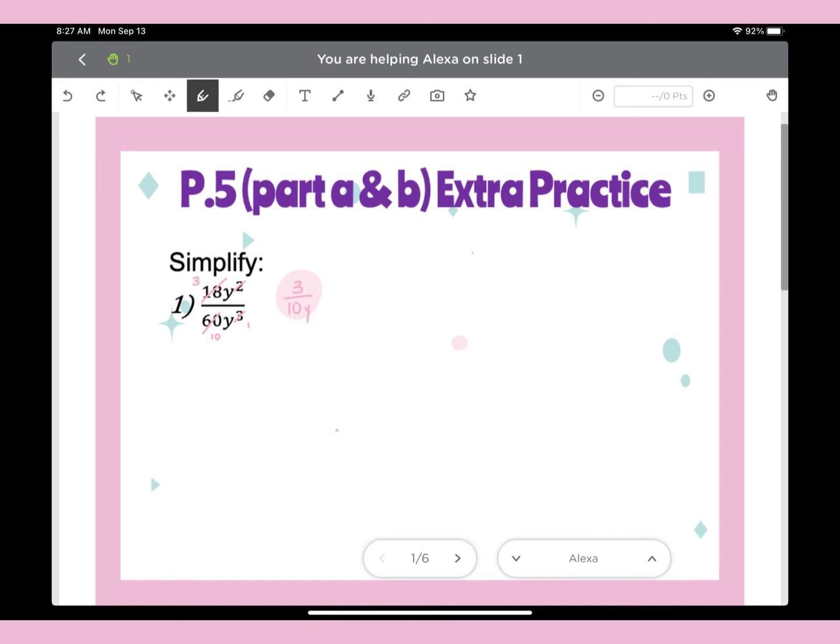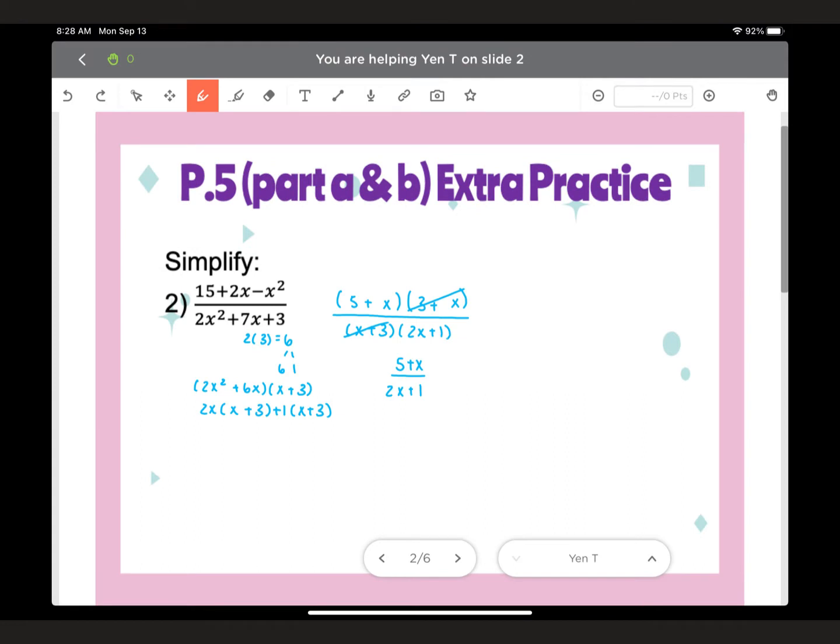All right, the 6 went into both of the coefficients, and then 2 of the y's canceled from the bottom. You want to make sure you keep it in the bottom because that's where the larger exponent was. This is 2. So you had to factor the top. It's weird when the x is negative. I know that it is.